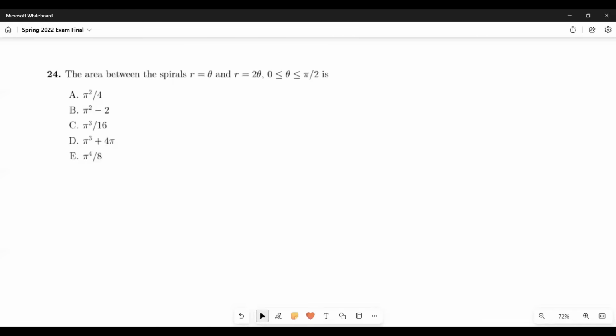Okay, this question asks to find the area. So finding the area of the polar curves, let's draw it first. r equals theta, it's looking like this, from 0 to pi over 2 only. And then r equals 2 theta, so this is looking like this. And yeah, r equals 2 theta right there.